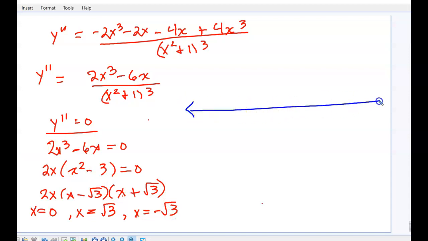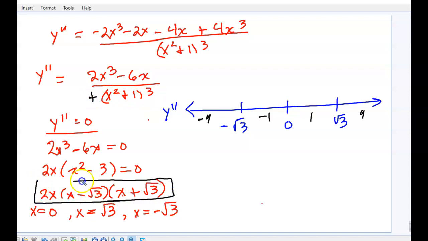So now I'm going to use my second derivative number line test. Negative root 3, 0, and root 3. Again, I'm going to use, say, negative 4, negative 1, 1, and 4. Okay, again, no matter what I plug into the denominator, because I'm squaring it and adding 1 and cubing it, the bottom is always going to be positive. So let's look here to determine what's going to make the numerator positive or negative.